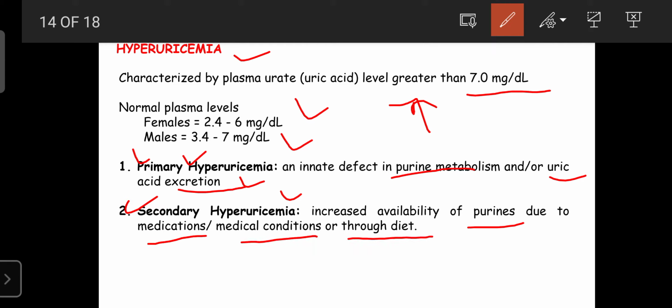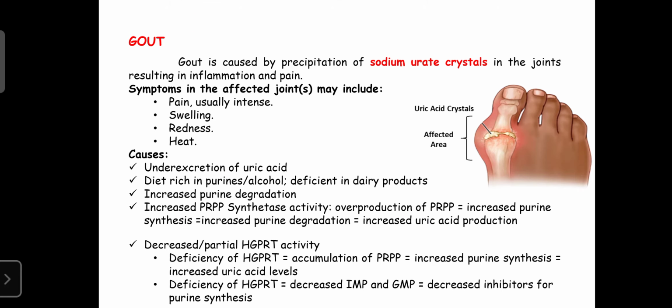medications or medical conditions or through diet. If you consume a diet containing more nucleic acid in order to gain body weight, as protein supplements, or to build up mass, for example people who join the gym, they prefer more protein food or more nucleic acid to build up mass. That diet, the use of certain medications, or medical conditions like diseases are responsible for increasing the uric acid level in the blood. That condition is known as secondary hyperuricemia.